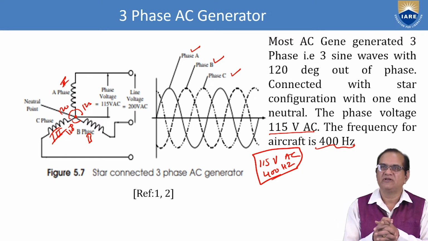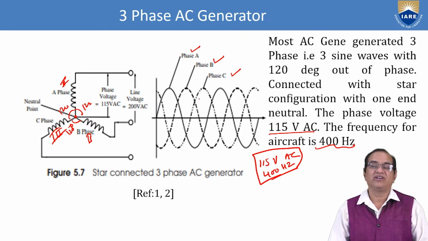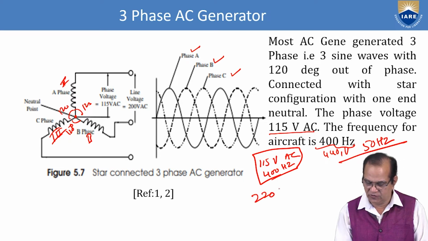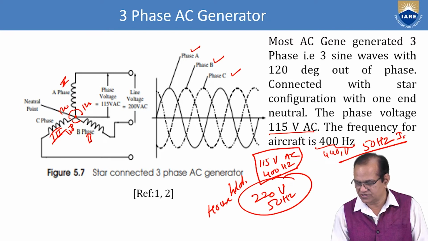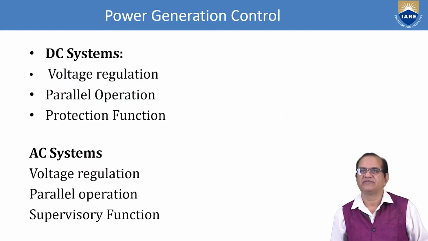So here we have this, you can see it is very low here. If you see the household or industrial use, our AC is 440 volt 50 hertz, and for the house it is 220 volt 50 hertz. This is for the household, and this is for industry use, 3-phase industry use. So this is the 3-phase AC generator.